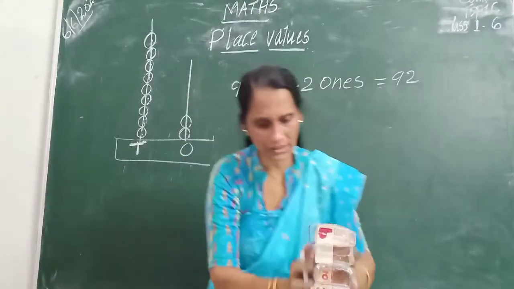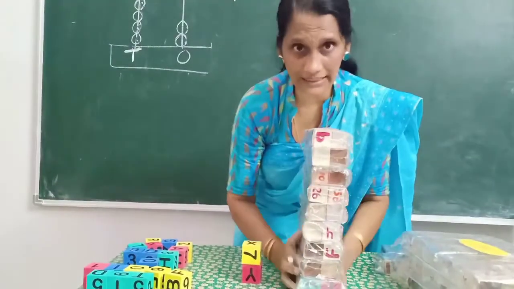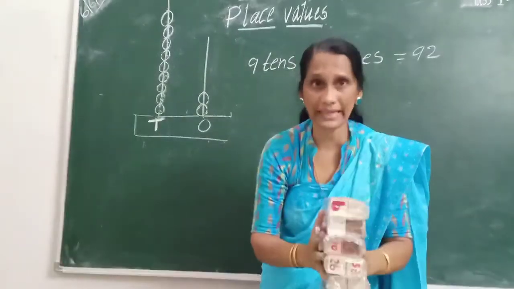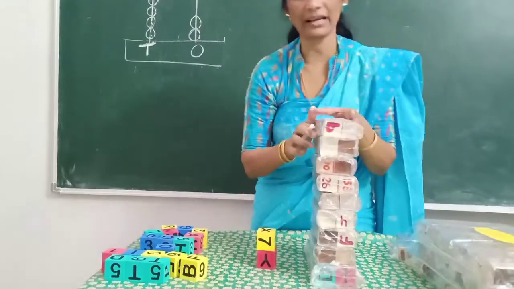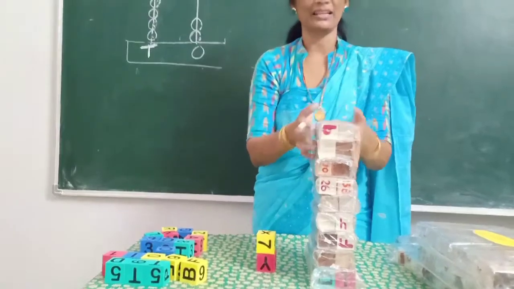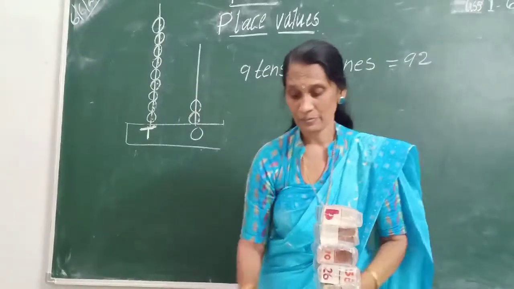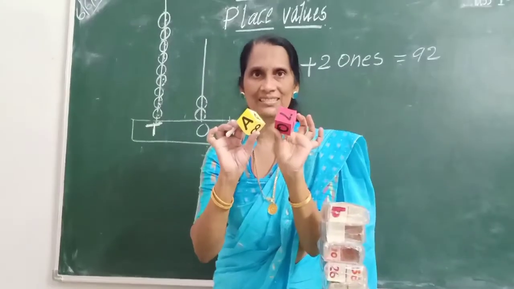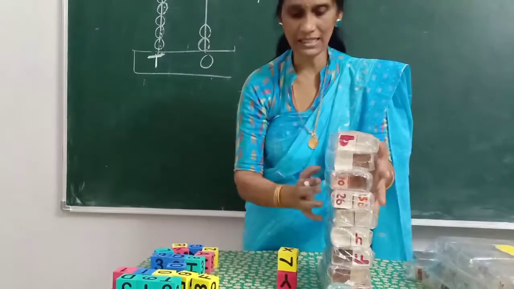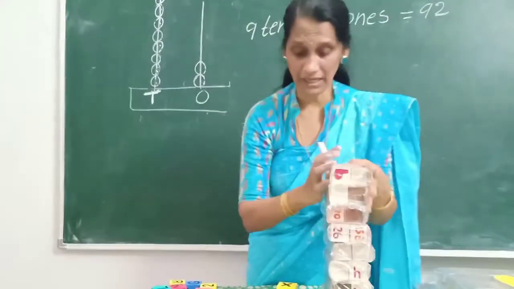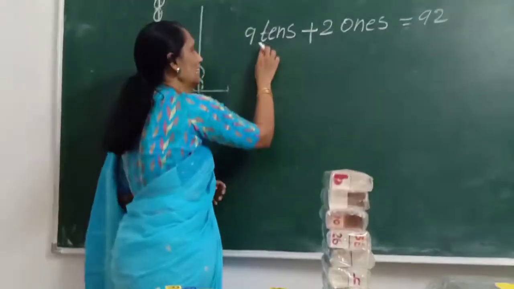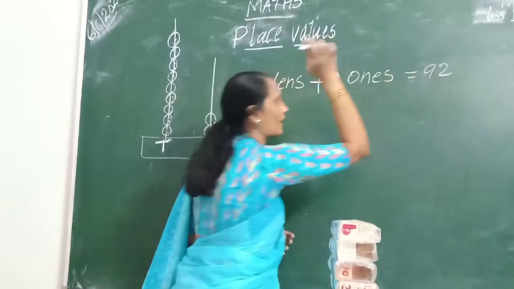How did we get 92? This is 90. Means these all are 10's. Each one is 10 only, no? 10's, 10's, 10's, 10's. All are 10's. So how many 10's are there? 1, 2, 3, 4, 5, 6, 7, 8, 9 10's are there. 9 10's is 90, plus 2 units means 2 ones. So 90, or 9 10's, plus 2 ones is equal to 92.